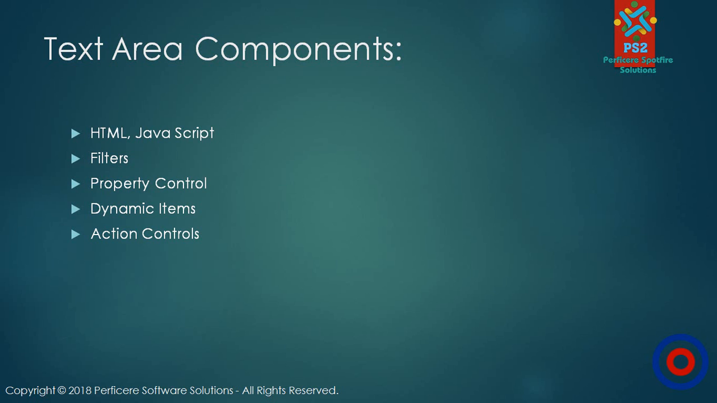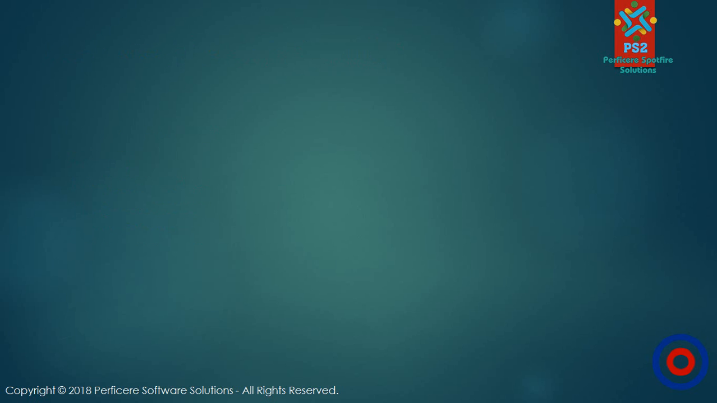For dynamic items, how you can use those, sparklines, calculated items, and calculated values. Then action controls: there are hyperlinks, and how you can write a Python script using action controls. So we are going to explain this in the text area components.